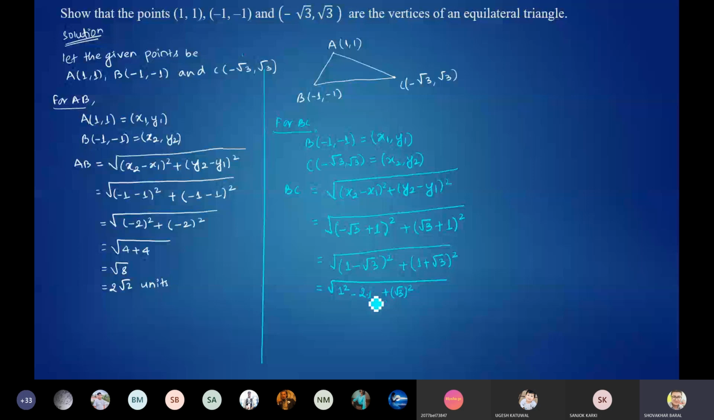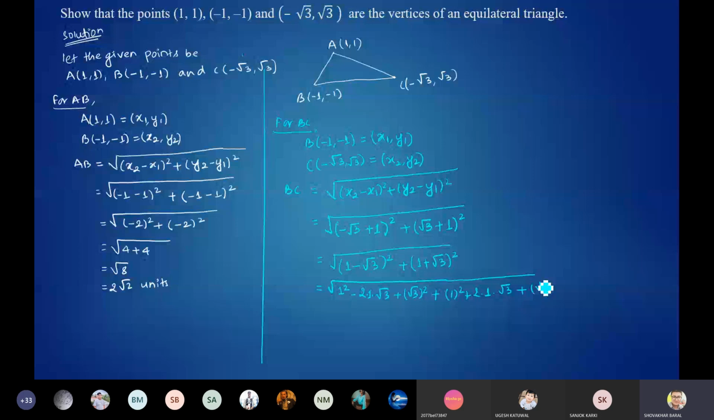2 times 1 times root 3. Okay, let me write it a bit bigger here: 2 times 1 times root 3, plus (root 3) whole square, plus (a plus b) whole square. So it is a square plus 2ab plus (root 3) whole square.